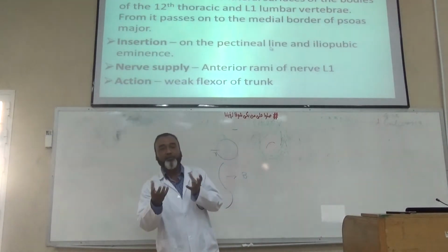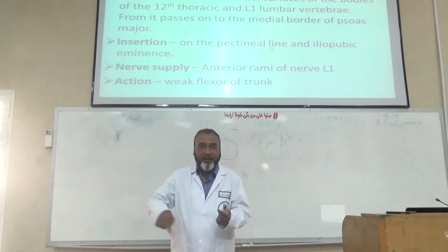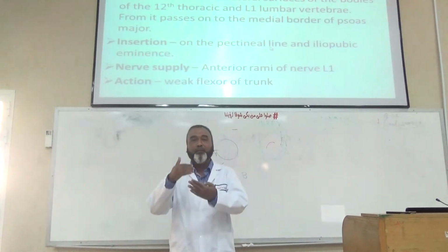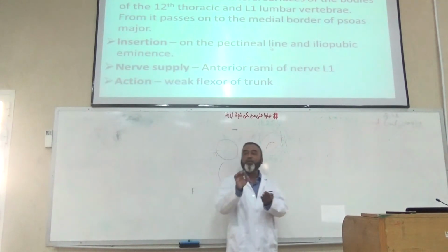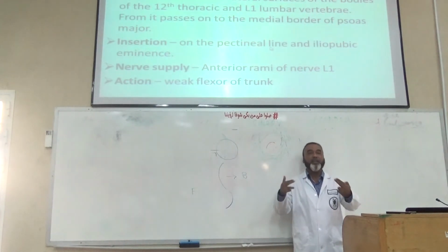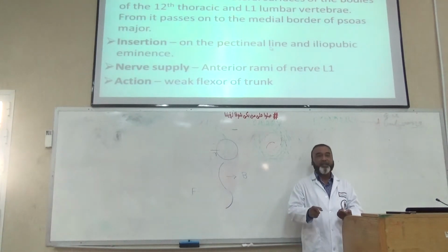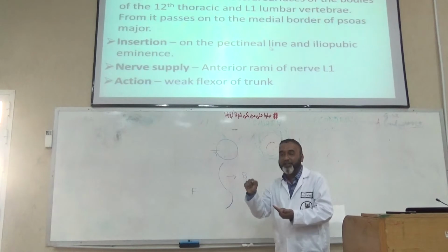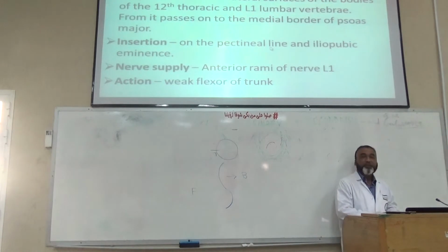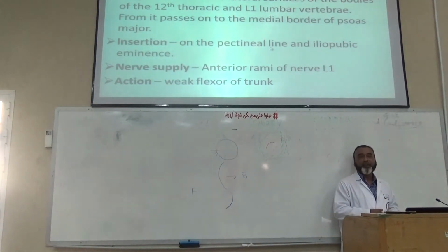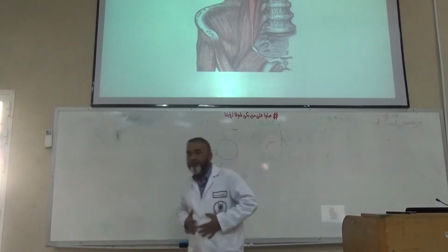You will see, if you take the hip bone and go along the pectineal line, just below the iliac fossa there is a slight eminence or prominence, which is named the iliopubic eminence, because it is at the junction of the iliac bone with the pubic bone. This is for the insertion of the psoas minor muscle. Nerve supply is from the anterior rami of L1, and it is a weak flexor of the trunk.